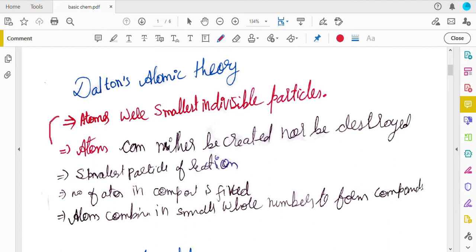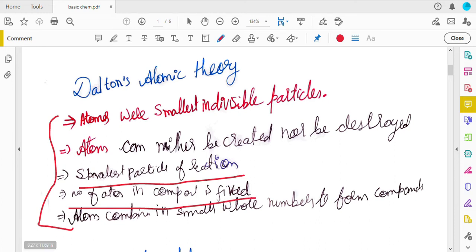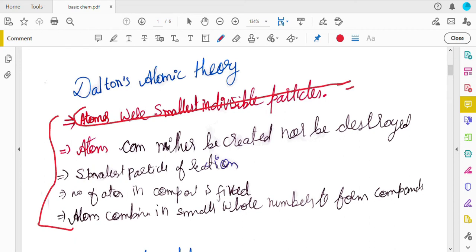Dalton had given various points in his atomic theory. They were: atom is an indivisible particle, atom can neither be created nor destroyed, atom is the smallest particle of a reaction, the number of atoms in a compound is fixed, and atoms combine in small whole numbers to form a compound. Later, this theory was proven wrong because of the discovery of electron, proton, and neutron.